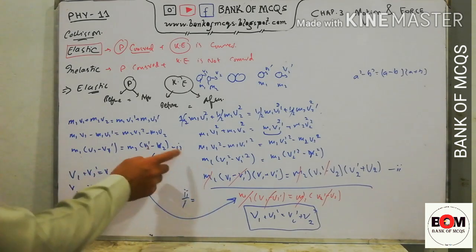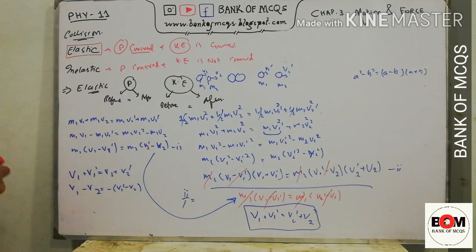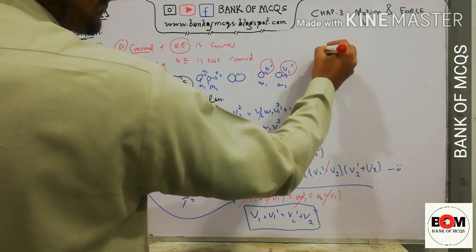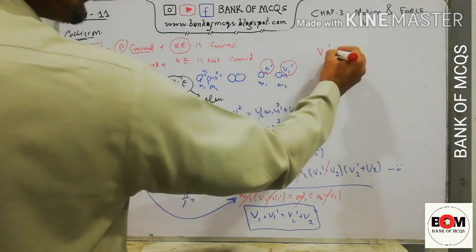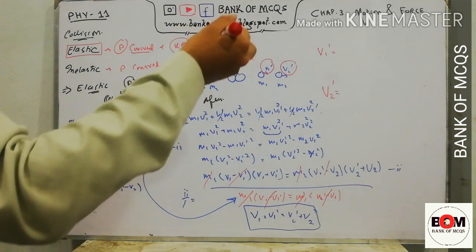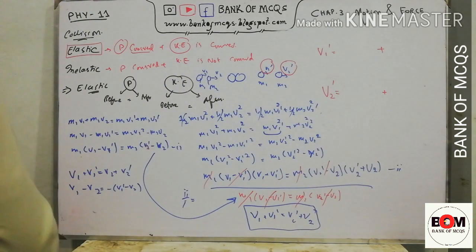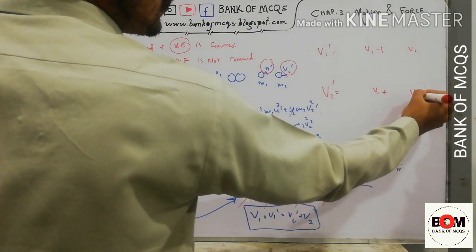Now by solving these for v1 dash and v2 dash, we get the relation for the velocity after collision, which is very important. In some books this topic is not solved correctly, and by solving these two we will get the equations for v1 dash and v2 dash. So just learn these equations by heart. To find the relation for v1 dash and v2 dash, I will draw it step by step. This is the first, put the sign plus; the second, put v1, v2.